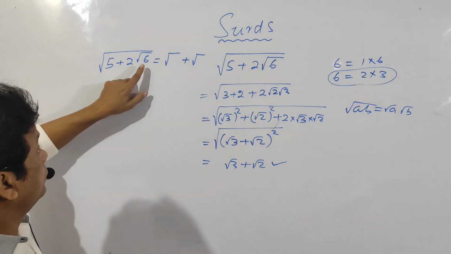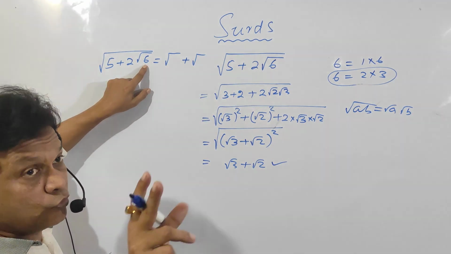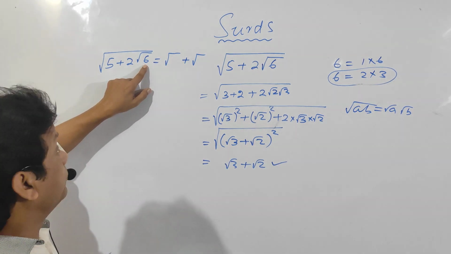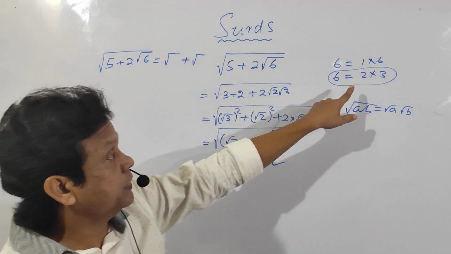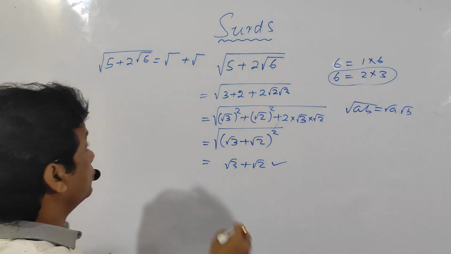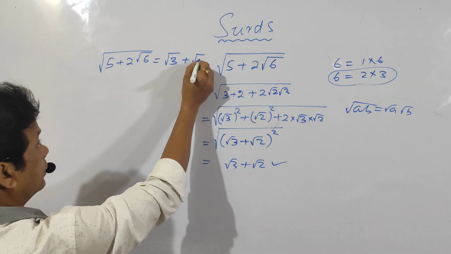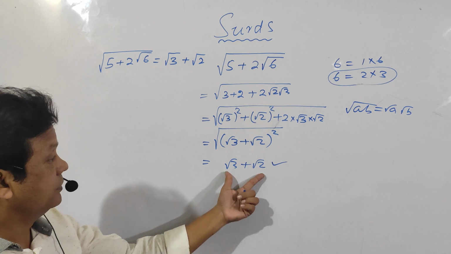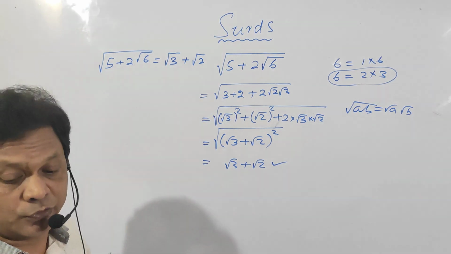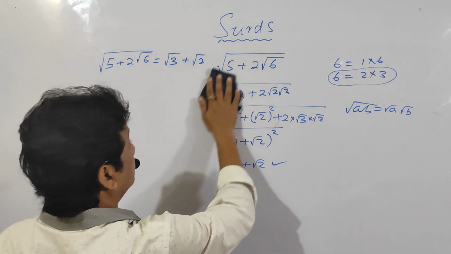Clear? So you have to split 6 into 2 parts so that the sum of the 2 numbers should be equal to 5. And here the numbers, I have already told you, are 2 and 3. So write the larger one first and the smaller one second. So this is the answer. See here. Okay.